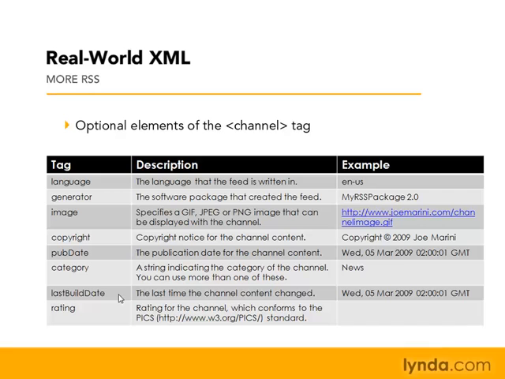Then there's the last build date. The last build date is different from the pub date. This is the last time that the channel content changed. So you may publish on a regular schedule, and the content may change on a different schedule. So they don't necessarily need to be the same thing. And the last tag I'm going to point out, which is optional for the channel, is the rating tag, which is the rating for the channel. And this conforms to the PICS standard, which is specified by the W3C, and it's described at this URL right here. So if you want to learn more about that, you can investigate that URL.